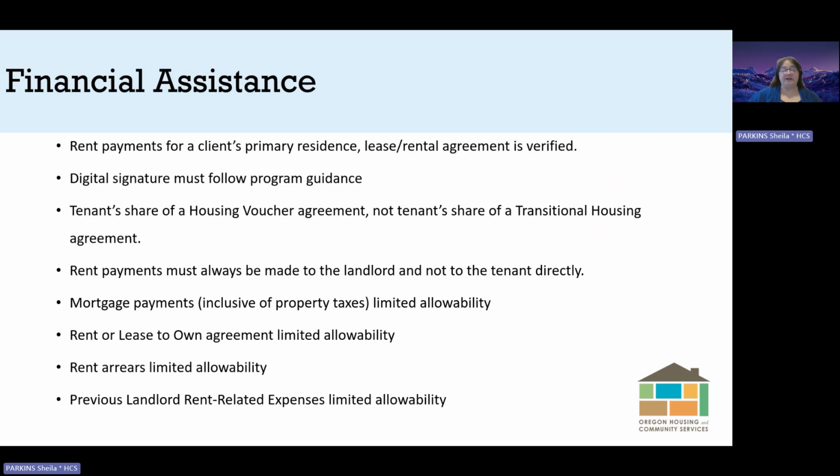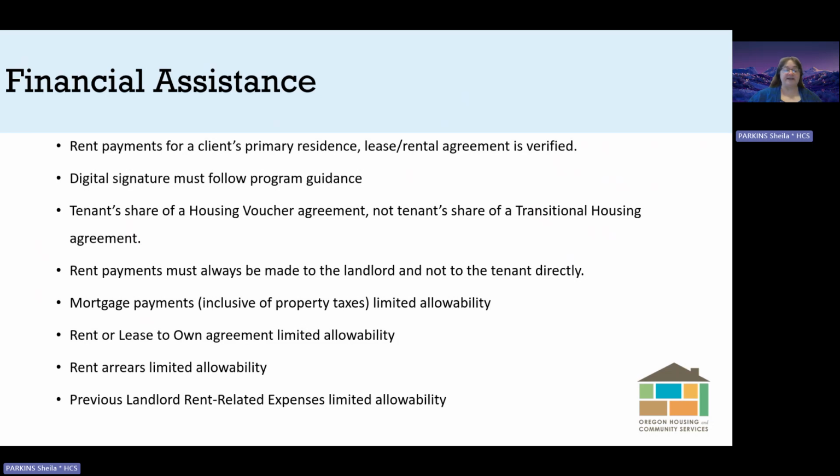Mortgage payments, inclusive of property taxes, may also be allowable under EHAP for a client's primary home. However, this does require third-party documentation, and it cannot exceed 6 months of assistance and must be for the purpose of avoiding foreclosure. OHCS funds are not intended to build assets. However, to avoid foreclosure and entry into houselessness, there is a limited ability to provide such assistance.